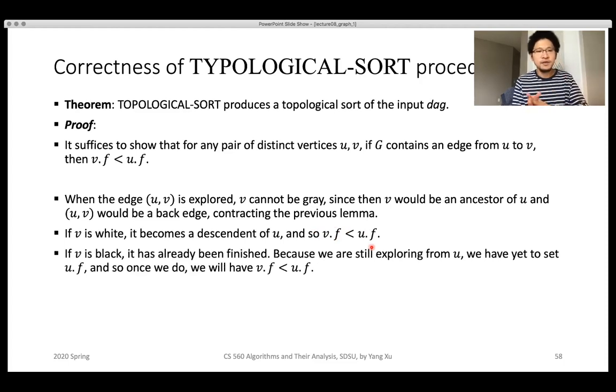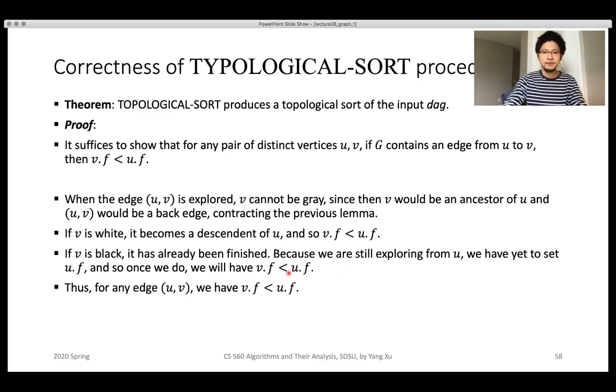Okay? And if V is black, that means it's already finished. But we are still exploring from U, so that means we have yet to set the finish time of U. Once we do, we would of course have the finish time of V smaller than the finish time of U. Okay, so that is also a natural relationship. So combining all the conditions, we would have that the finish time of V is smaller than the finish time of U for any edge within the graph. So that's how we prove that the topological sort procedure is correct. We'll generate the topological sort result that we want.